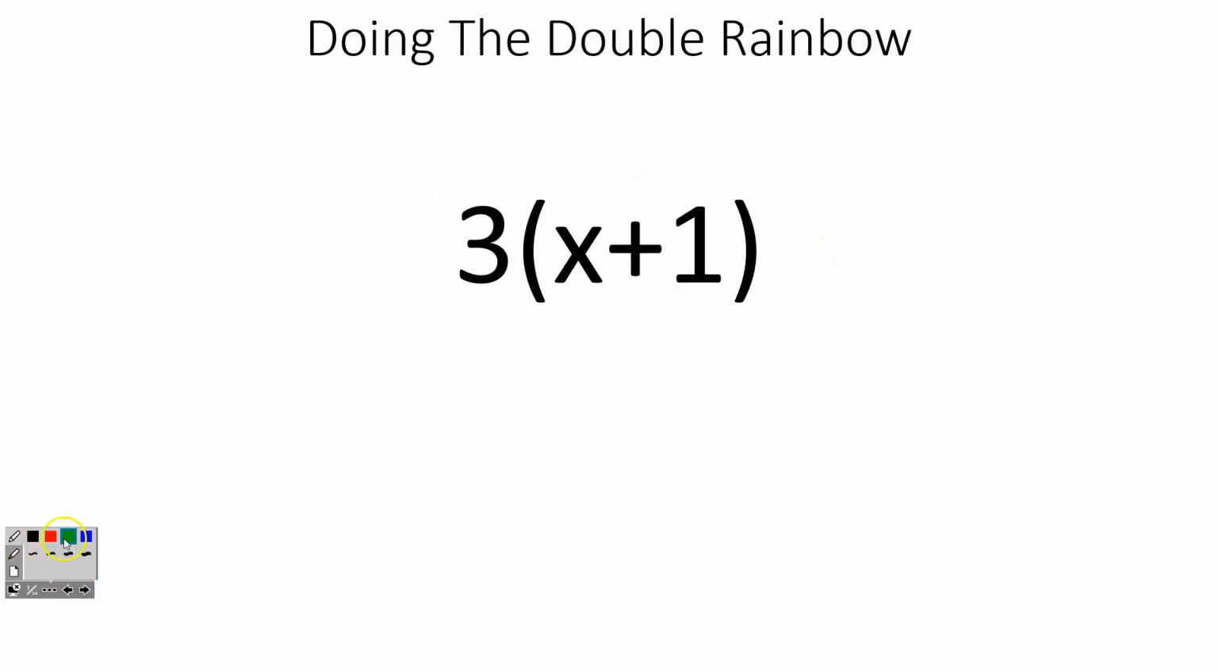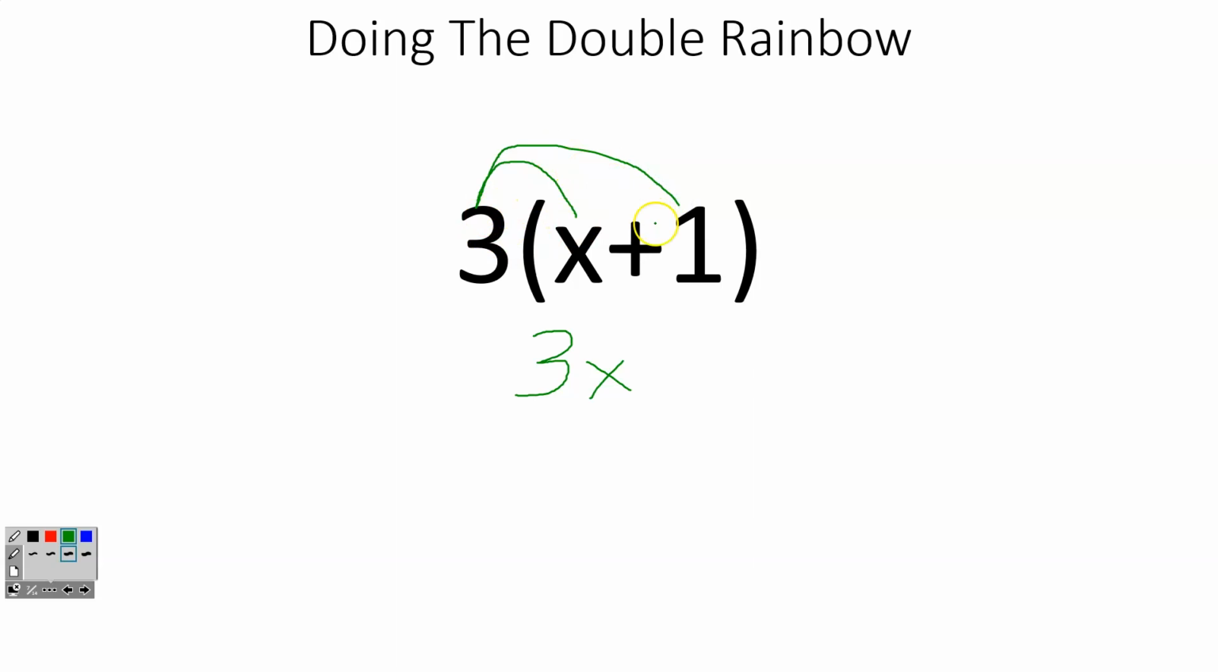So we start with this problem here. For Mr. Teal's classes, we're going to practice sound effects when we do this to help us remember what we're doing. So we're going to distribute the 3 into the parentheses that includes x plus 1. When I do that, woo! I have a 3 times x, which is 3x. Now, because rainbows in real life are always double rainbows, whether you see them or not, we have to do one more rainbow in this.